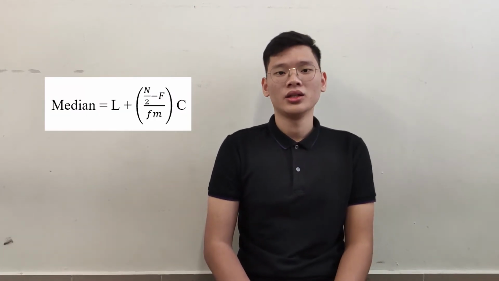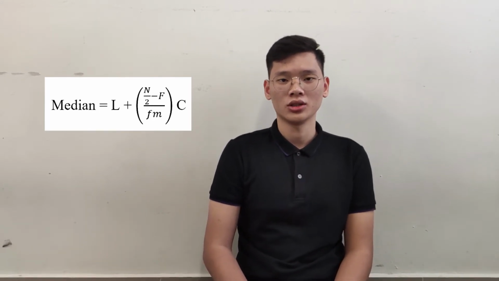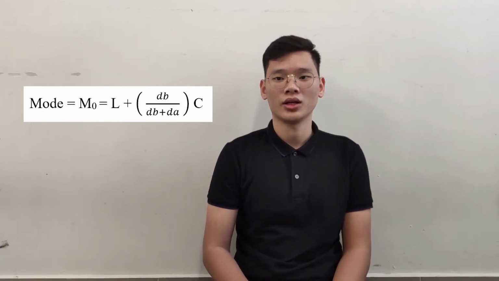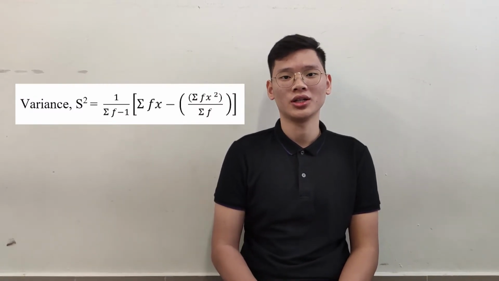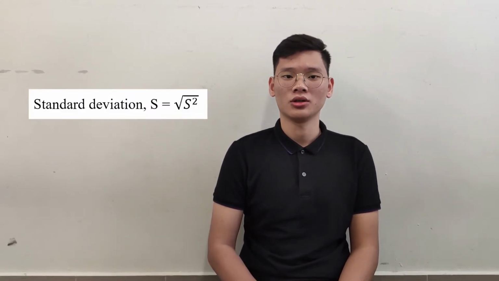For median, it is the middle value of a set of observations, and mode is the value that occurs most frequently inside our data. Variance is the measurement of the spread of how far each data point is from the mean, and standard deviation is the measure of the amount of dispersion of the data.